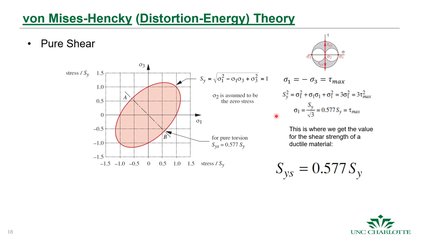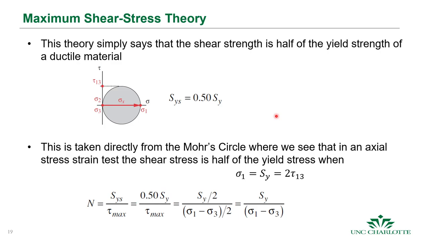Okay, so often people will get the yield strength of a material, and then we can just multiply it by 57%. Right? Now, the other theory is simply that the shear strength is half the yield strength of the ductile material. In this case, instead of 57.7% of the yield strength, it's just half the value. This is a little bit more conservative. So that's just taken directly from Mohr's circles.